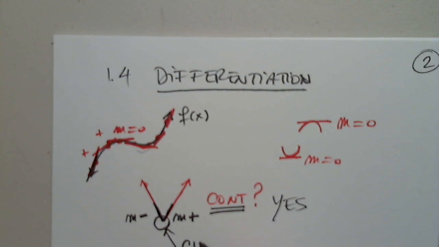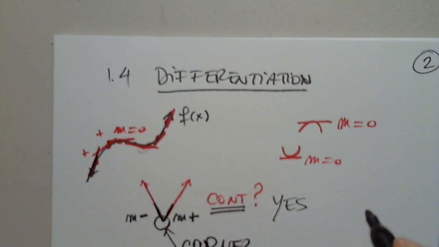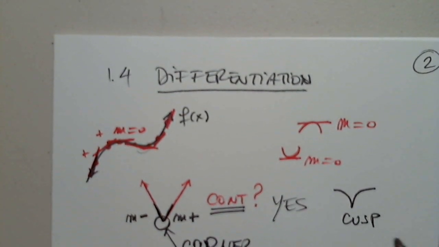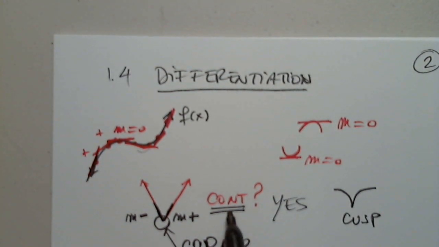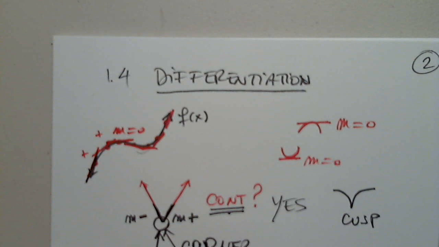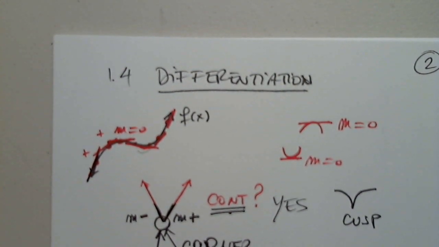This is called a corner. The cusp is like this, and I'll talk about it next. A cusp is like between two teeth. So at this point, although the function is continuous, it has a corner. Because it has a corner, it has two tangents, not a unique tangent. So at this point, we say there is no rate of change.